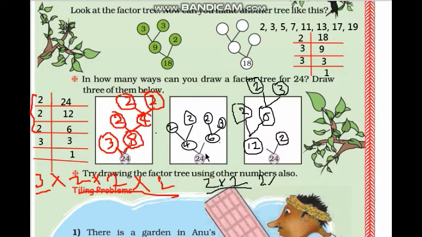Now we can draw the factor tree for 24 in another way. Here we are taking 12 first. Here we can take 3 to the 6, 6 to the 12 first and the remaining 2. So 12 to the 24.